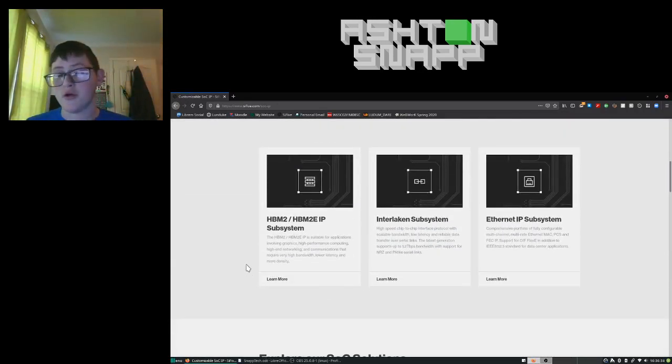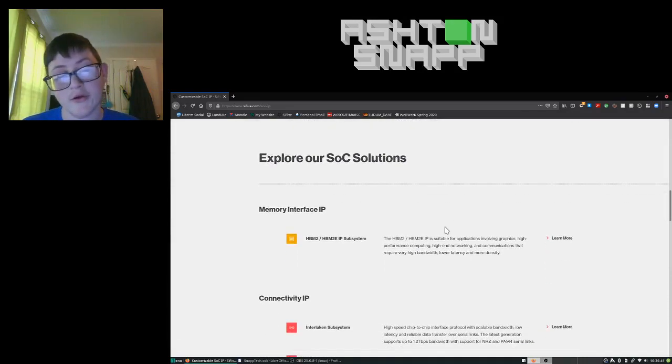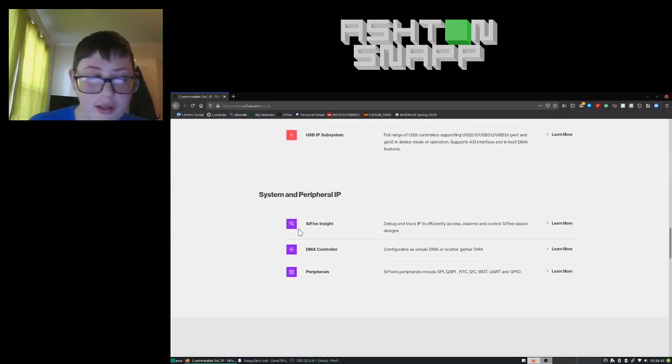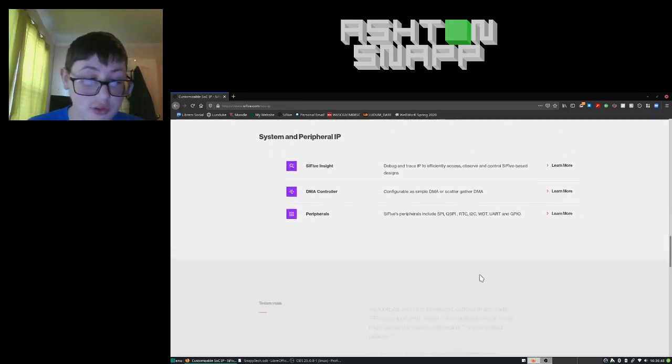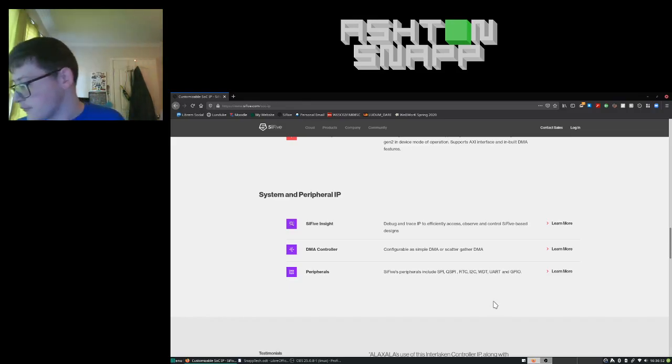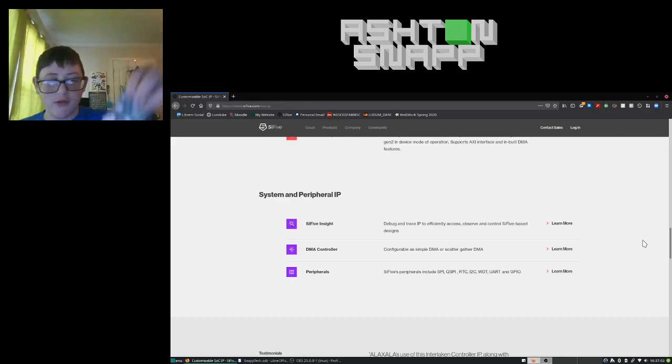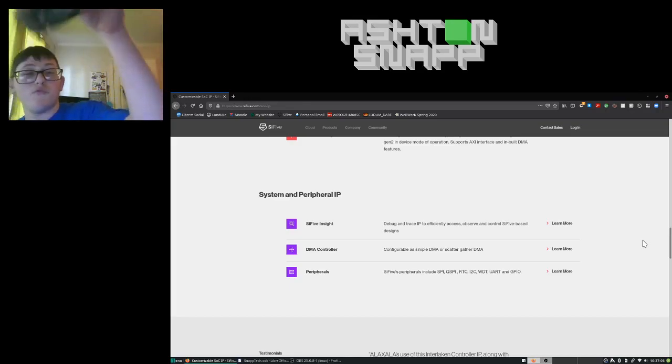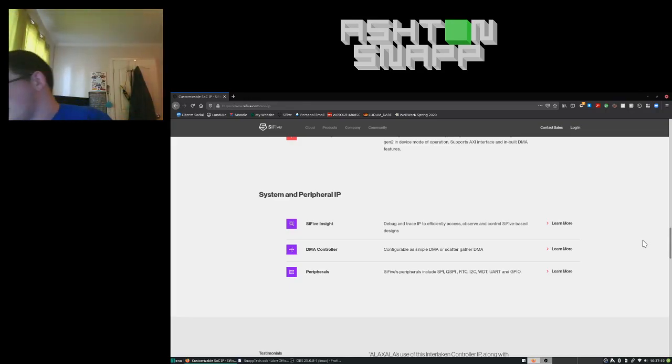So you can put in an HBM, or high bandwidth memory, subsystem. You can do interlaking, I don't know what that is. Ethernet, you can put that in there. USB, DMA controllers, peripherals, which would be like GPIO for a Raspberry Pi type thing. Speaking of Raspberry Pi, I actually have one right here. So if you want GPIO for a Raspberry Pi RISC-V thing, here you go. That thing's freaking pokey, probably because I was grabbing onto the heat sinks, the pins, and the little solder things on the bottom. These things are kind of pokey.